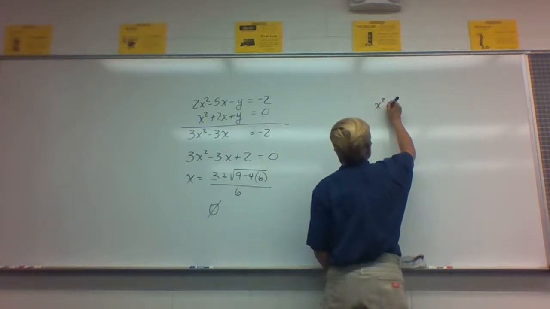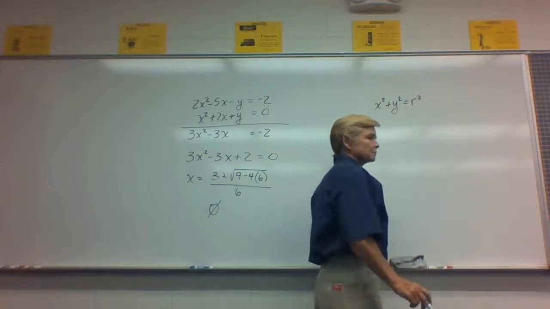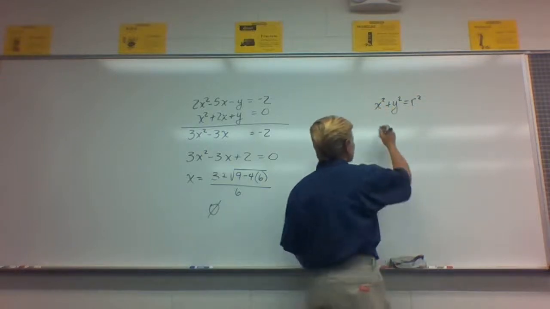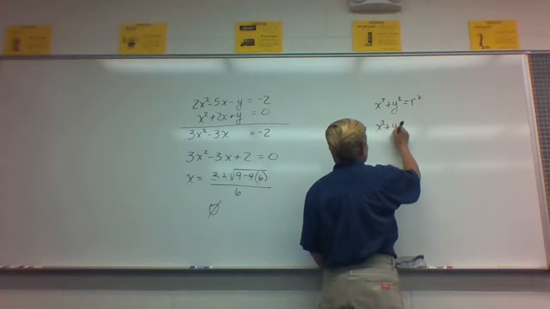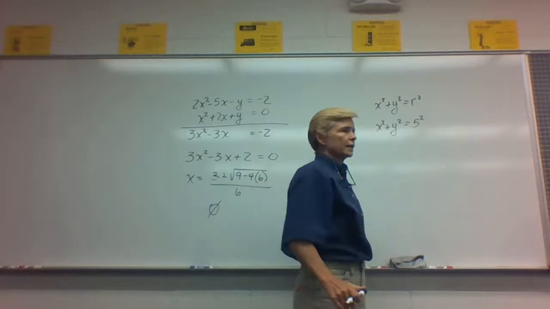The equation is x squared plus y squared equals r squared, where r is the radius of the circle. So consider this one with me for a minute. X squared plus y squared equals 5 squared. That means the radius of the circle is 5, okay?